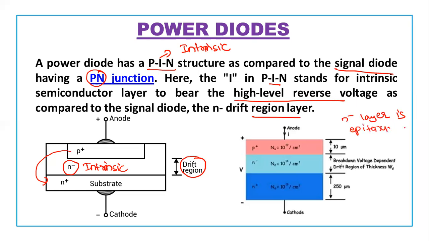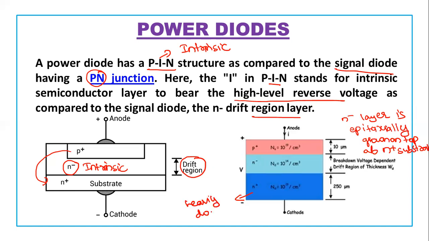The N minus layer is epitaxially grown on top of the N plus substrate. If you see the doping level, for N plus it is 10 raised to 19 per centimeter cube, whereas for the N minus drift region it is 10 raised to 14, and again here it is 10 raised to 19. So this is heavily doped.